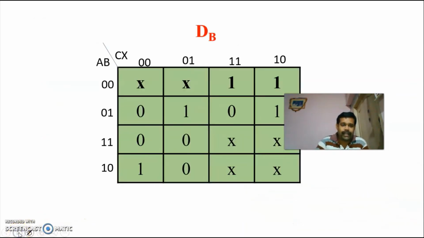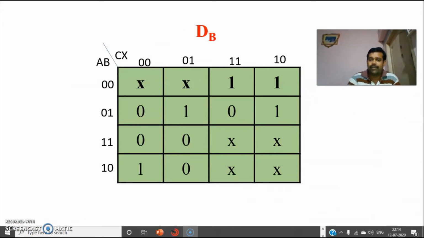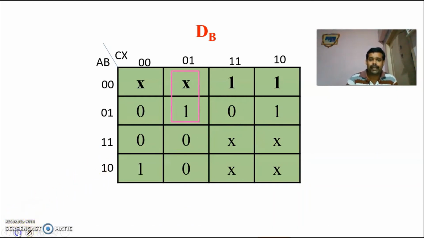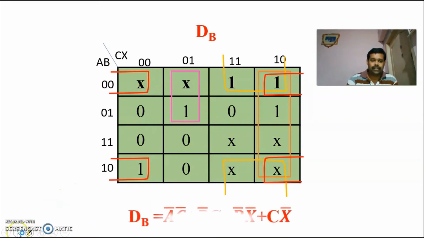Now we are going for the K map of DB. Okay, so you will be checking the column of DB. Wherever you are having 1, you will be plotting. Then you will be putting don't cares in the place of unused states, and you are grouping. So you are having 4 quads and 1 pair. So this is the expression you will be getting: A bar C bar plus B bar C plus B bar X bar plus C X bar.